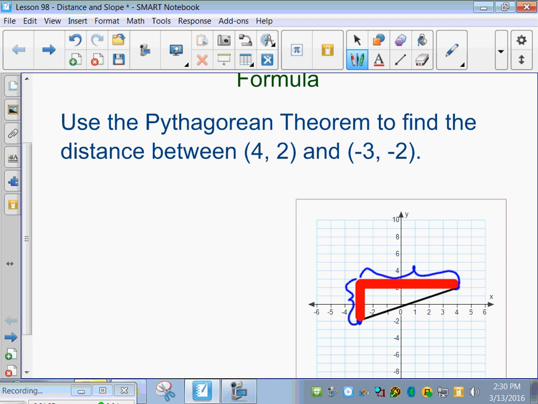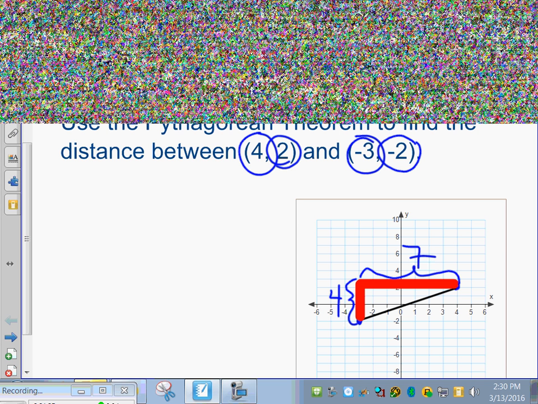So the lowest point, what I'm really comparing here is my distance between the y's. So I went from negative 2 up to positive 2. So this is a distance of 4. All right. And then on my x's, I'm going from negative 3 over here all the way over to 4. So I'm comparing from there to there. So the distance all the way across here is 7. And so then we can do the Pythagorean theorem.